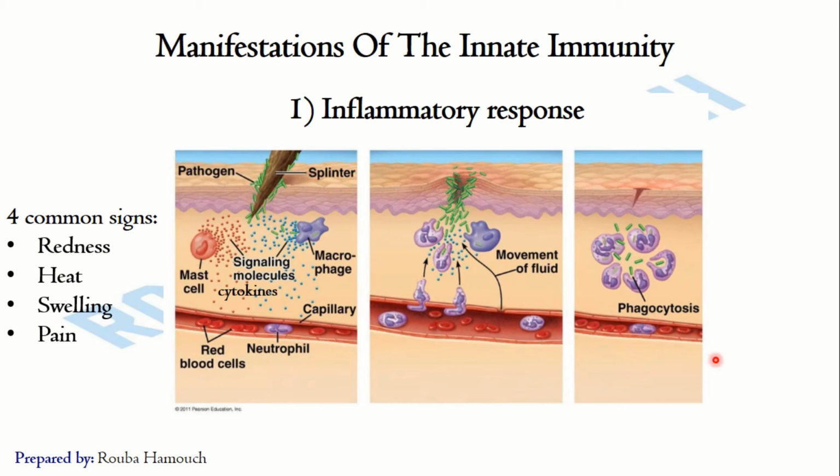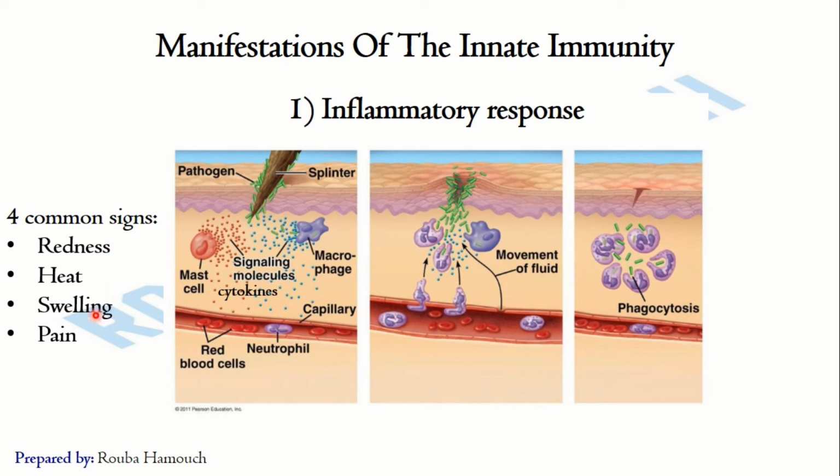As a quick recap, the first manifestation of the innate immunity is the inflammatory response, characterized by redness, heat, swelling, and pain. These four signs are common. They appear in all cases of infection, like otitis, dental abscess, etc. Since these signs are not specific for a type of intruder, we can say that the inflammatory response is non-specific. It doesn't depend on the identity of the intruder.